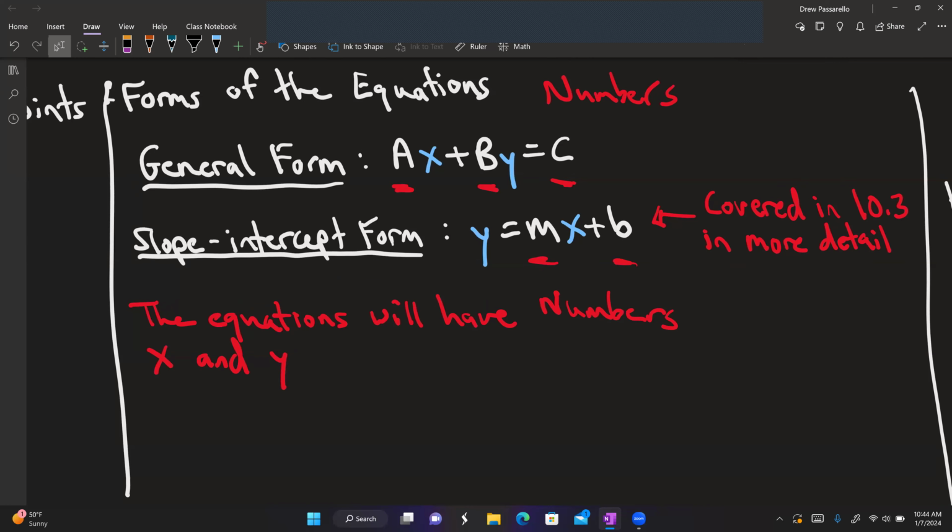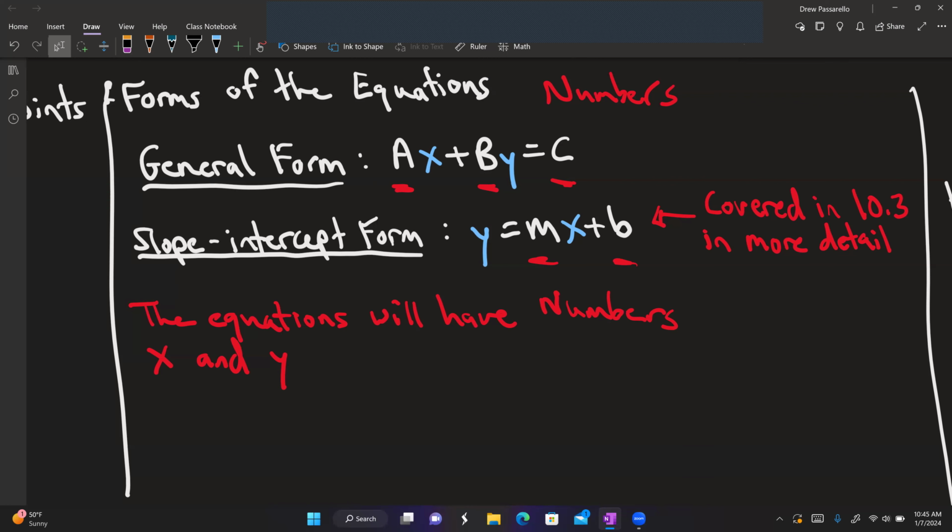And so the equations will have numbers, and then x and y are the two letters you'll see in the equations. For any equation, you need to use a letter in place of any number. So that's why the common letters they use are A, B, and C, and then the other one, m and lowercase b. All right, so write that down.